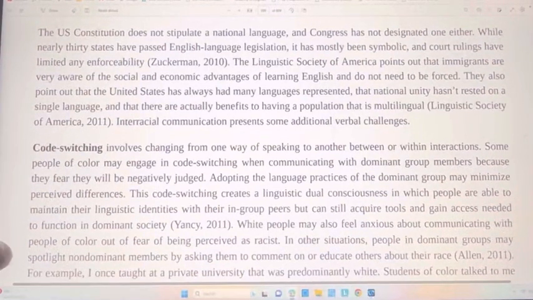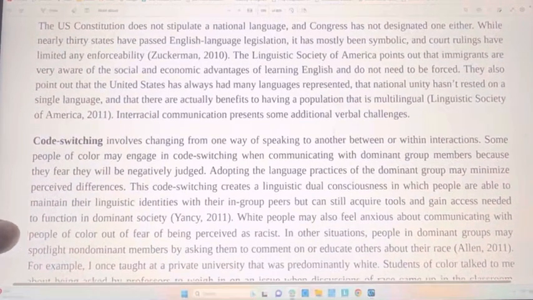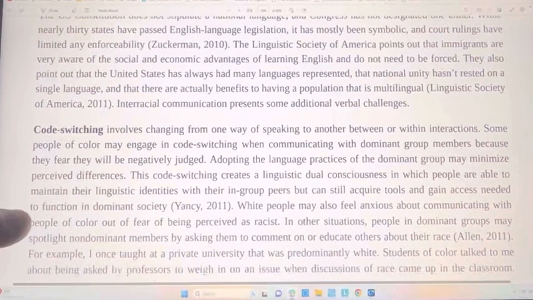Anyway, the U.S. Constitution does not stipulate a national language, and Congress has not designated one either. While nearly 30 states have passed English language legislation, it has mostly been symbolic, and court rulings have limited any enforceability.